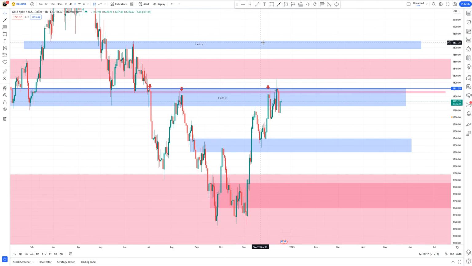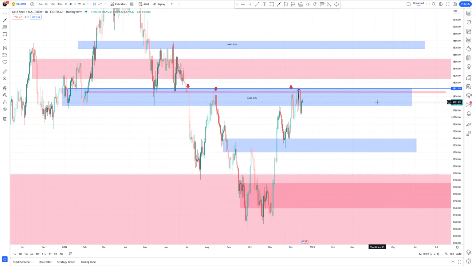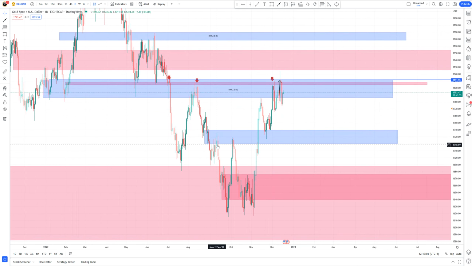So if price wants to make a buy or a sell, it needs to respect this high, which is at 1812, and then it also needs to respect this high at 1879. So these are two key areas where I'll be looking for potential sells. Okay, now we have found the first potential buy.